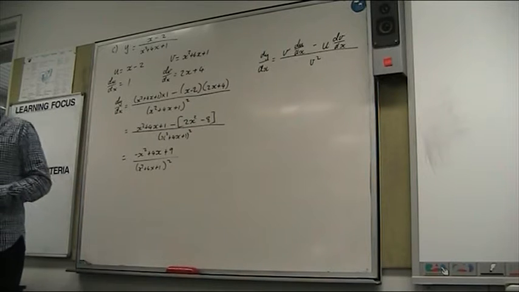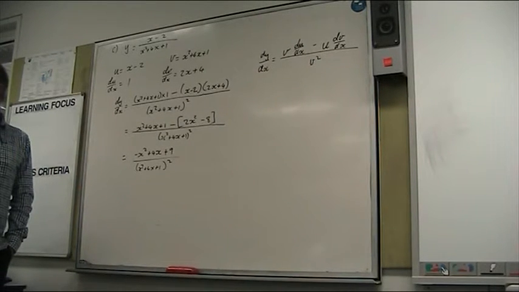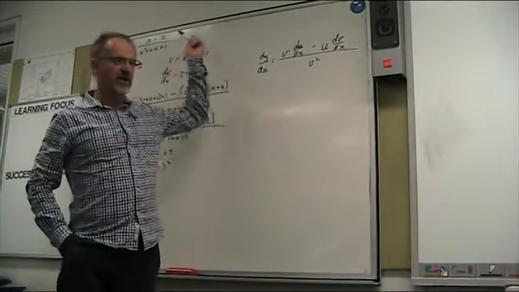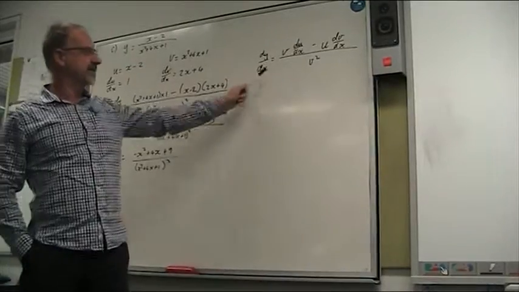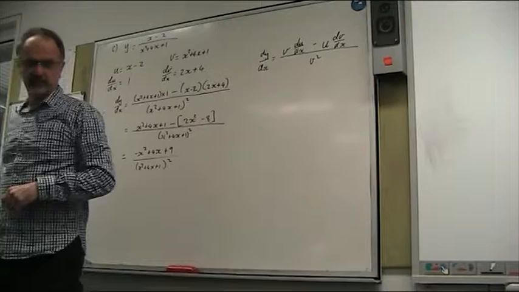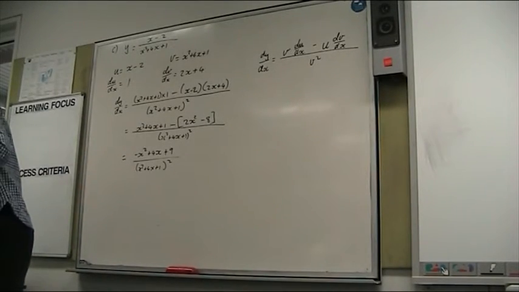Any questions about that? Needs clarifying? No. So it's just a matter of assigning your u and v, differentiate each one, and then follow that. All right, that's it.